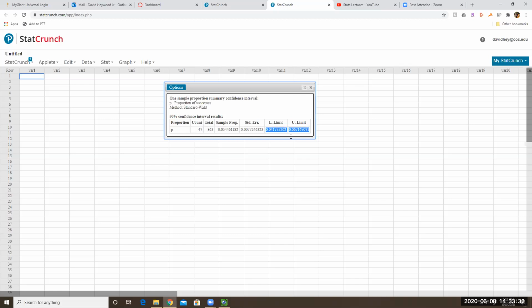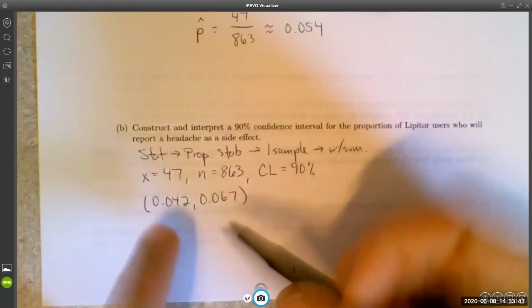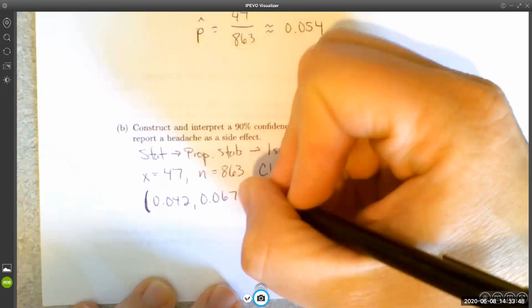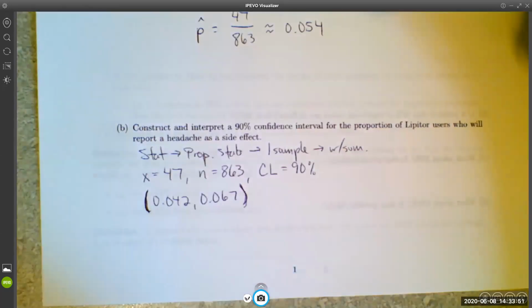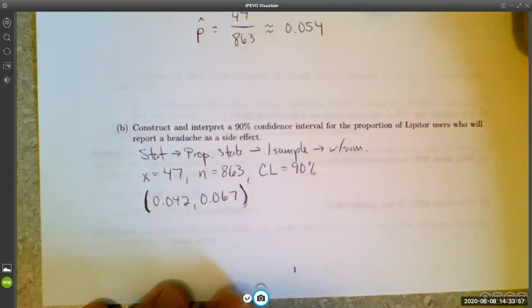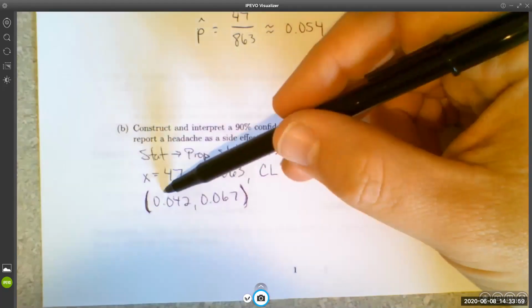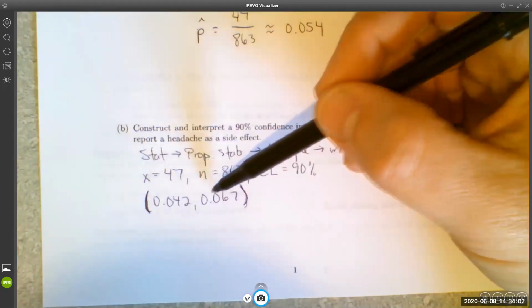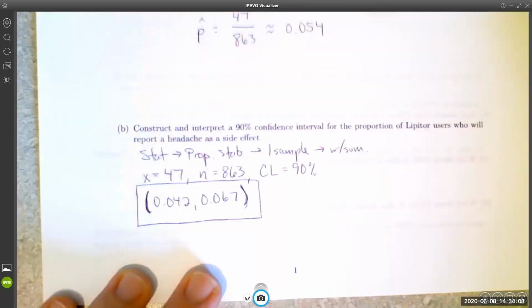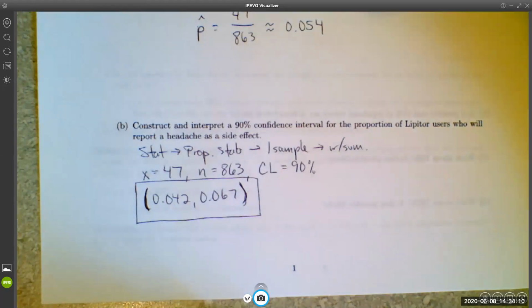So I'm going to write that down. 0.042, 0.067. When I write this down, I'm using interval notation here, right? So it almost looks like an ordered pair, like when you were plotting points back in algebra class. But on the left-hand side goes your lower bound, and on the right-hand side goes your upper bound. They always go that way. Don't put the bigger number here, put the smaller number here and the bigger number there, okay? But that's it. There's our confidence interval.